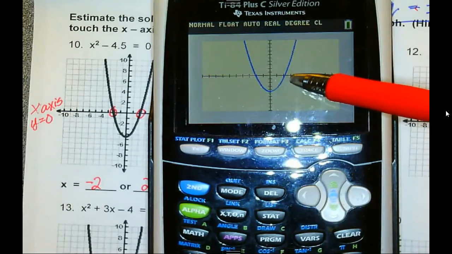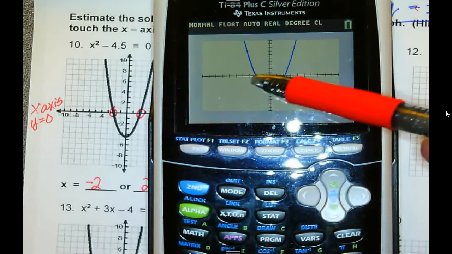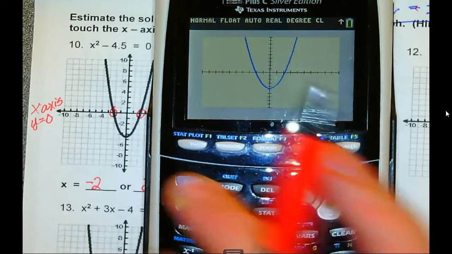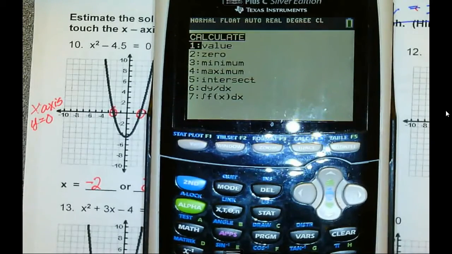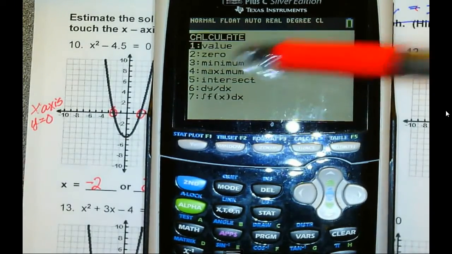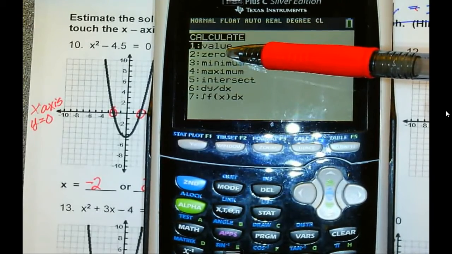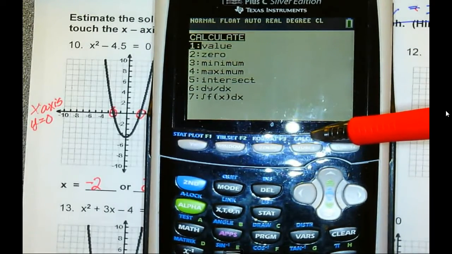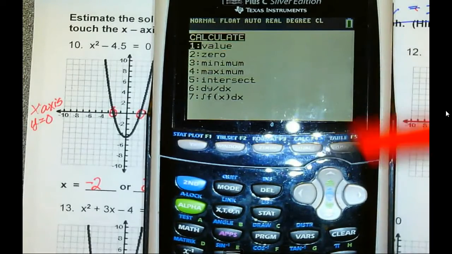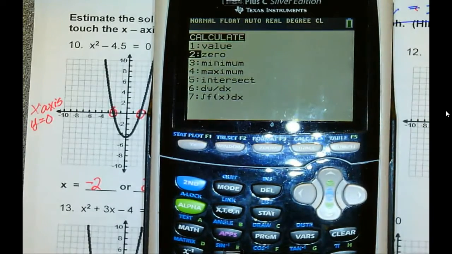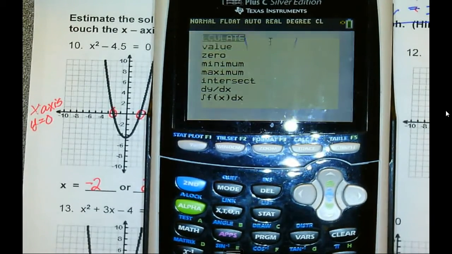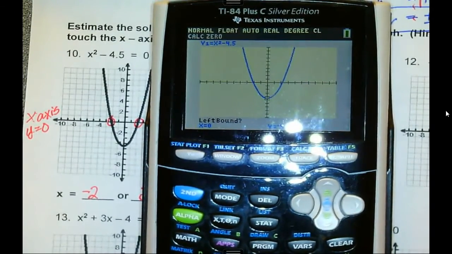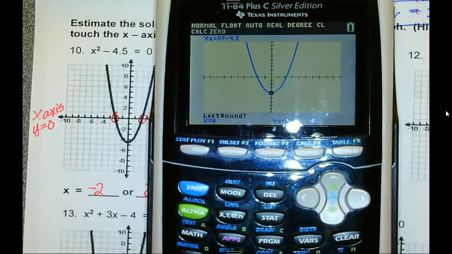Anybody know how to get where it crosses my x-axis? I do, Mr. D. When you did that second trace, when you did the calculations, there was one of those that says 0. So go to second trace for the calculations, highlight 0, number 2, hit enter, and we can find out exactly where those points are.